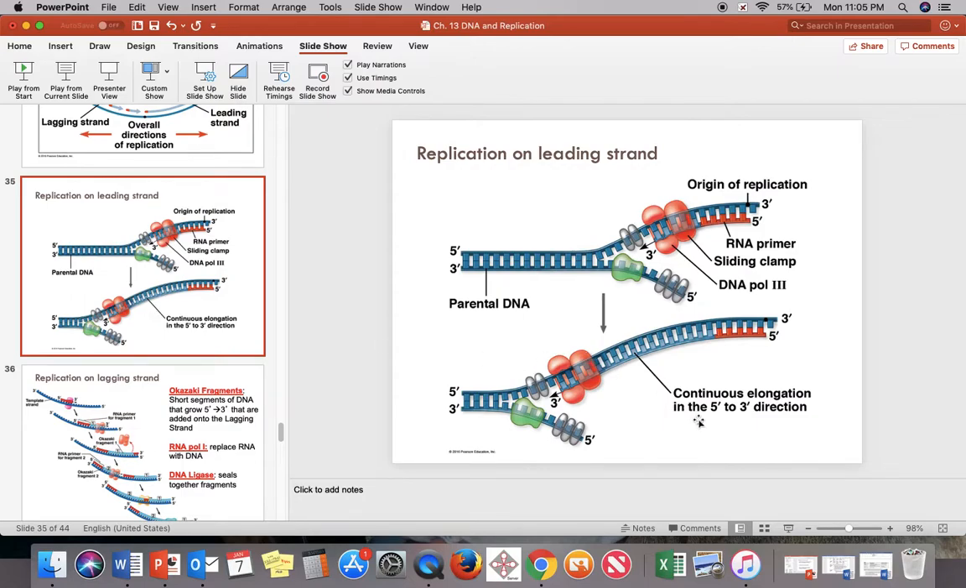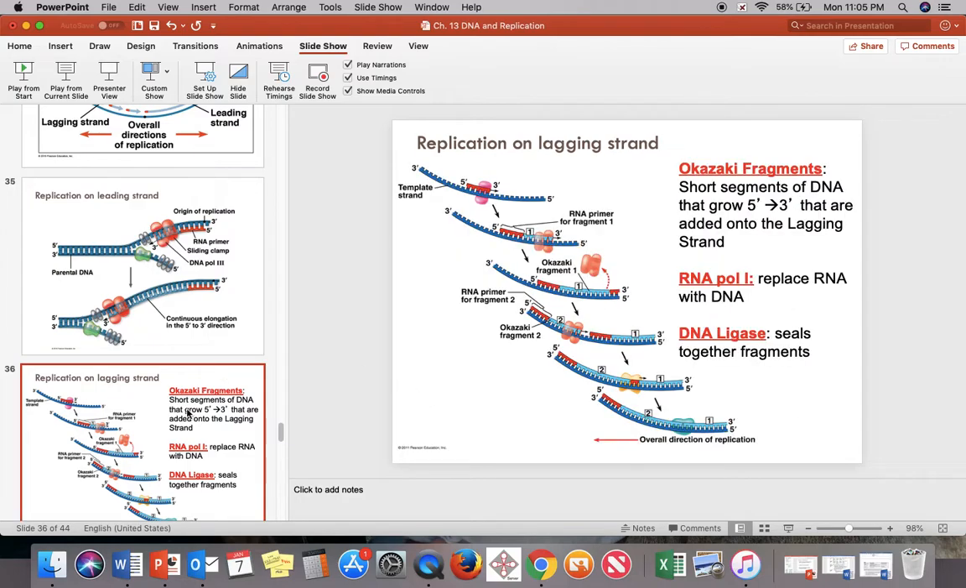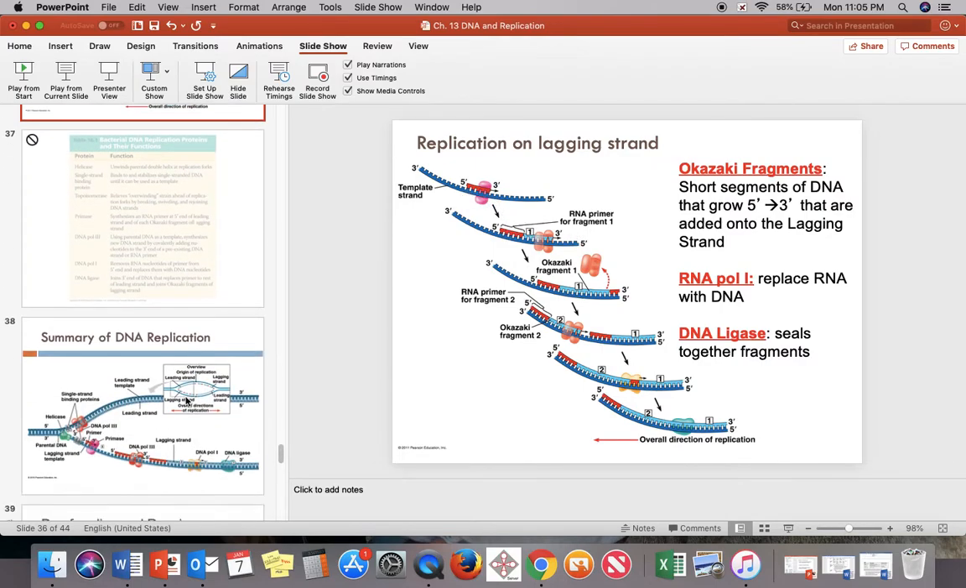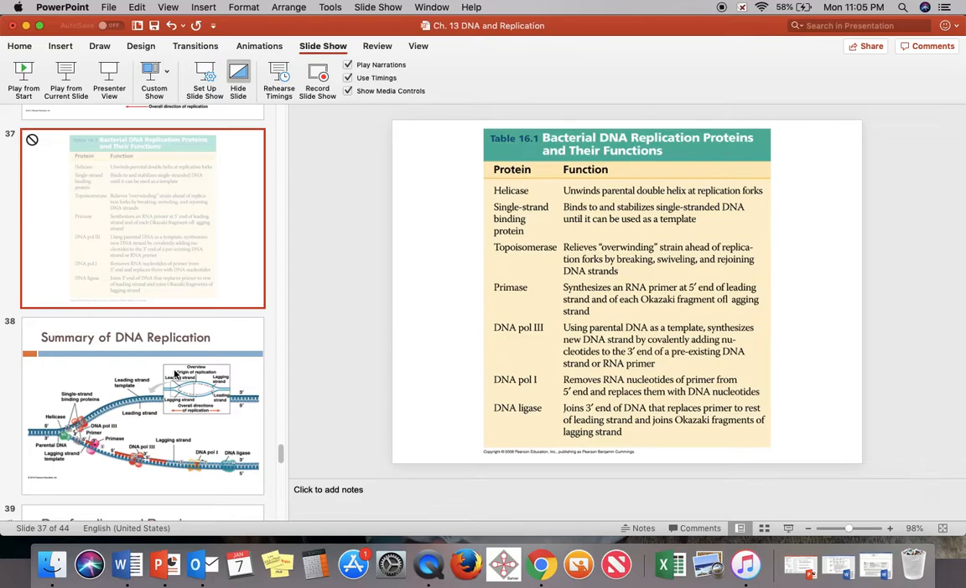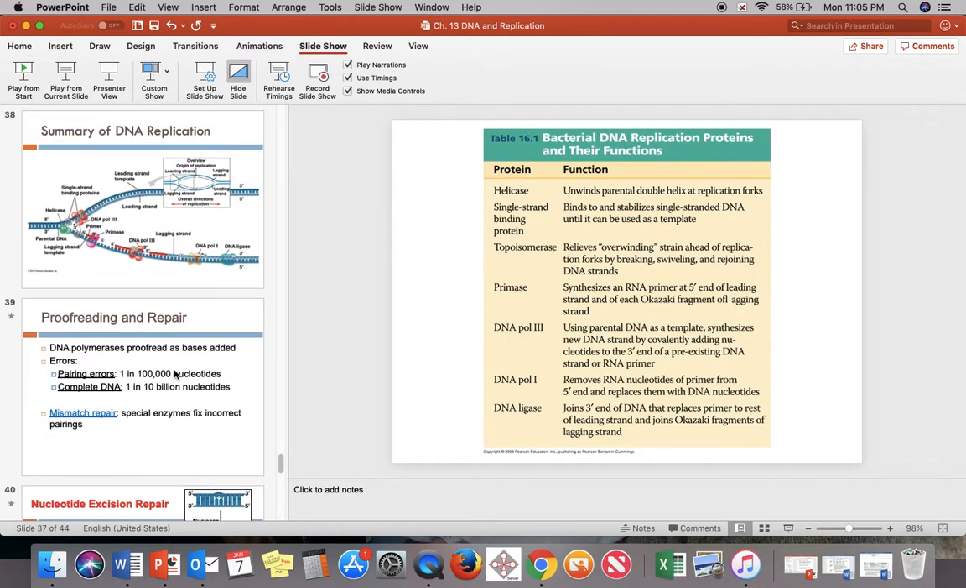This is just going to talk to us about, when we synthesize that new strand, the new strand runs in a 5' to 3' direction, okay? The leading strand is continuous. The lagging strand is synthesized in these short little bursts of fragments, okay? All right, more info on summarizing those enzymes.